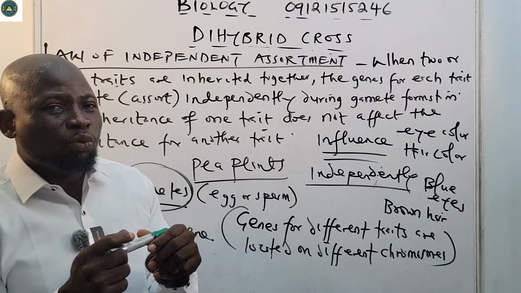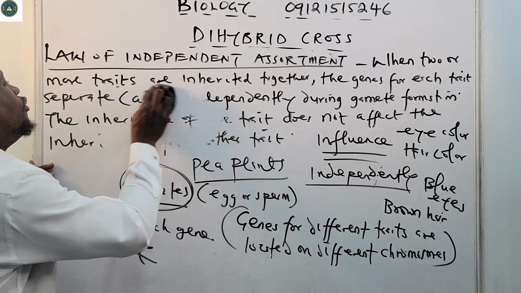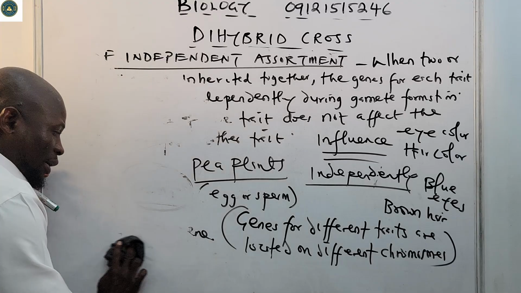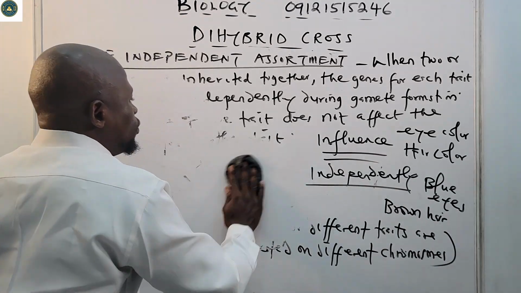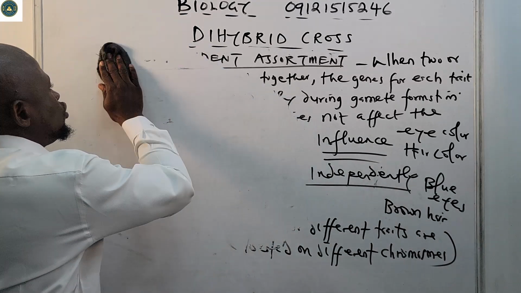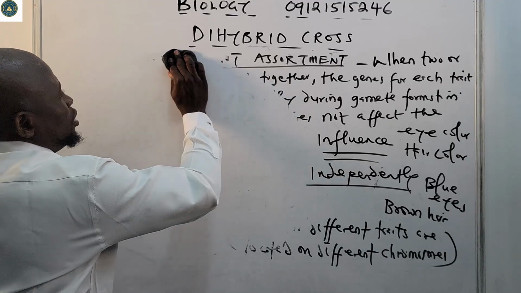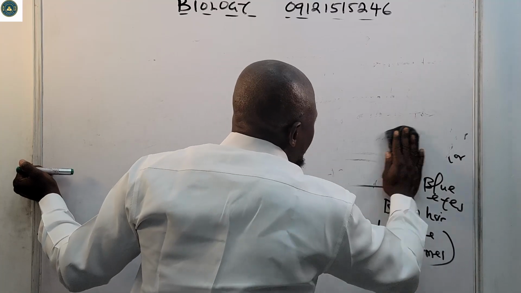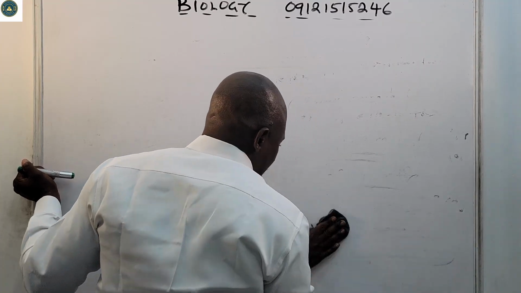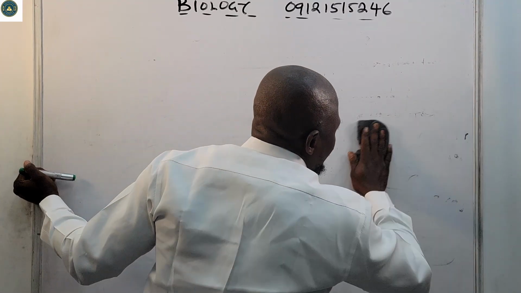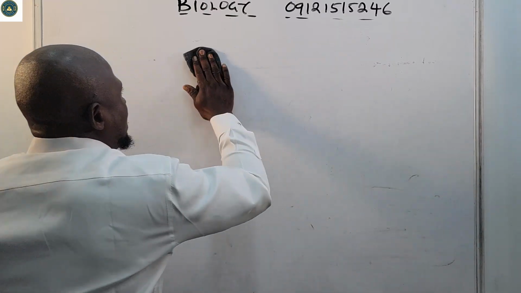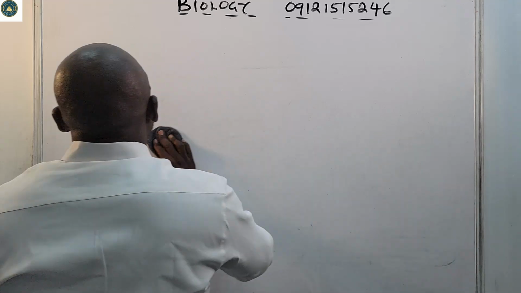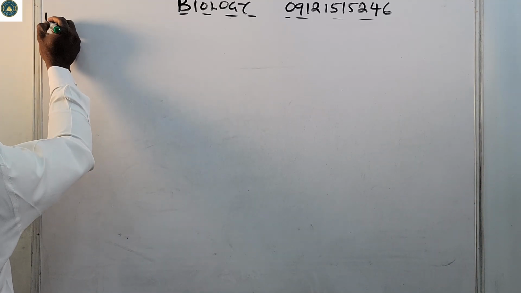Now let us quickly see the usefulness of the law of independent assortment. Why is it useful? It is useful for so many reasons, in the agricultural field, in genetics, and so many other areas. So let us just list some of them, because you do not know where JAMB will strike you from, or WAEC, or NABTEB, or NECO. So please ensure you are armed to the teeth. So let us see the usefulness.